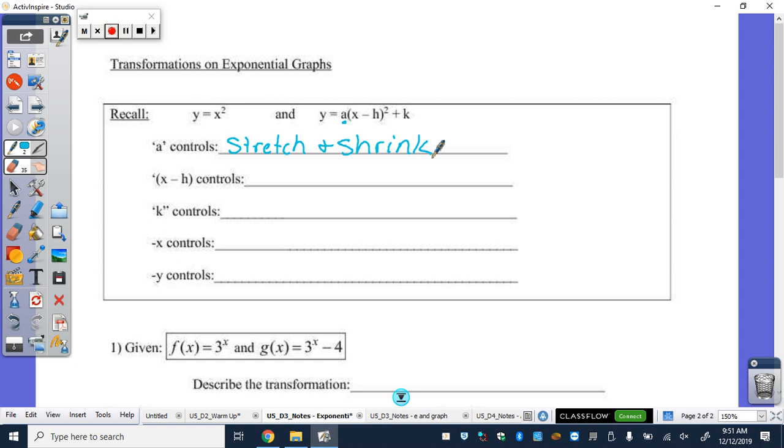X minus h controls what? Left, right, so our horizontal shift. The k at the end, what does that control? Up, down, so our vertical shift.